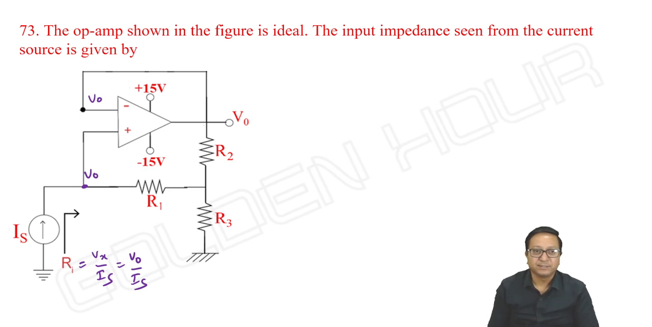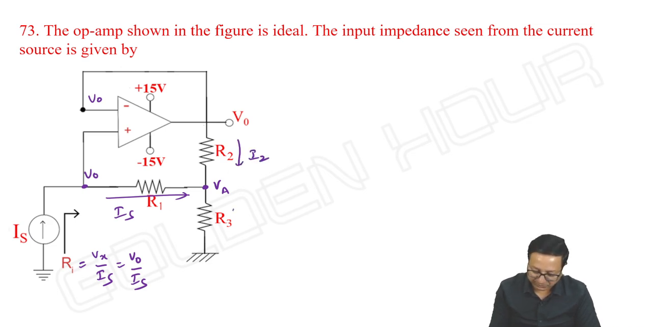How do we find it? See, what about this current? It should be Is. Okay, let me assume this voltage as some VA. Then this current is some I2 and this current is I2 plus Is. Then how to find V output by Is? We need to check it. First point here, V output minus VA is equal to I2 into R2. Also, V output minus VA is equal to Is into R1. We can write.